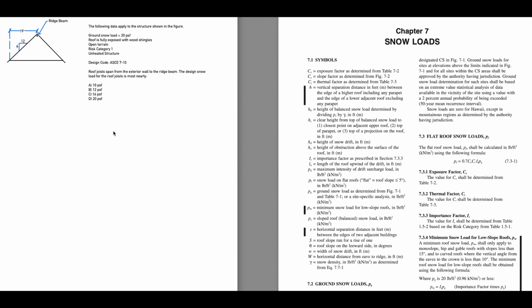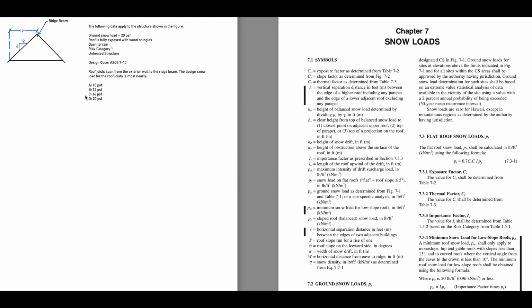The design code is ASCE 7-10, and the roof joists span from the exterior wall, which would be over here, to the ridge beam at the center of this gable roof. And the design snow load for the roof joists is most nearly A 10 psf, B 12 psf, C 16 psf, and D 20 psf.